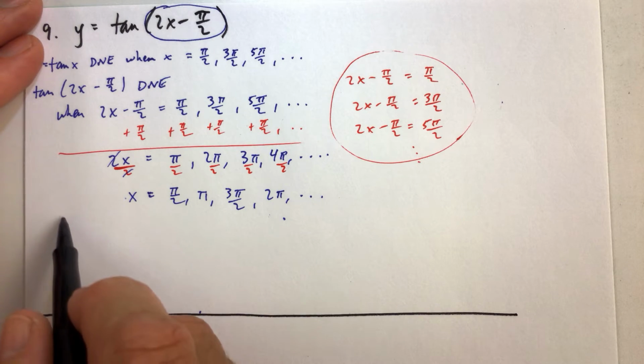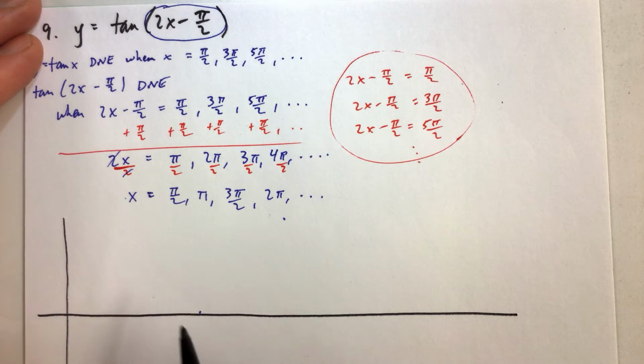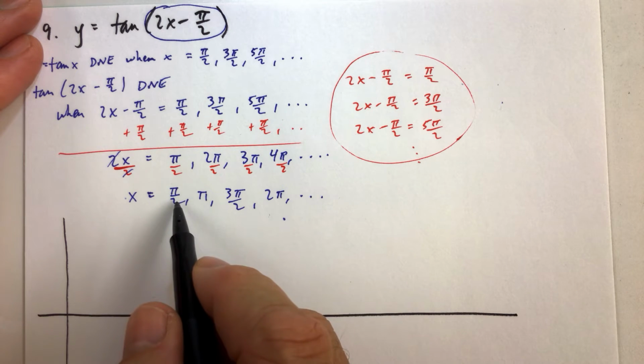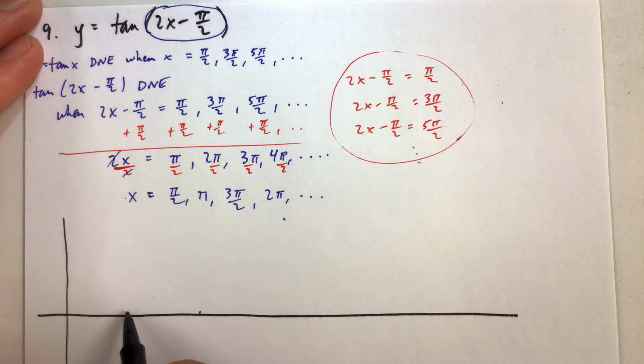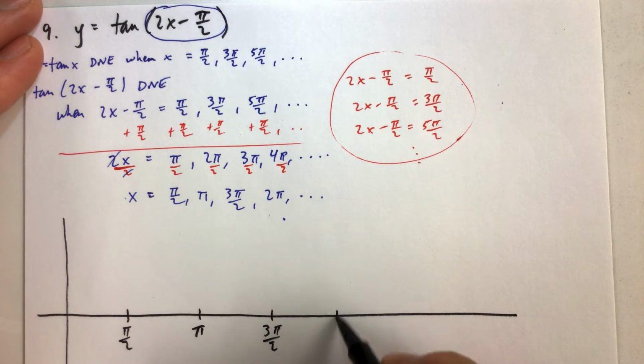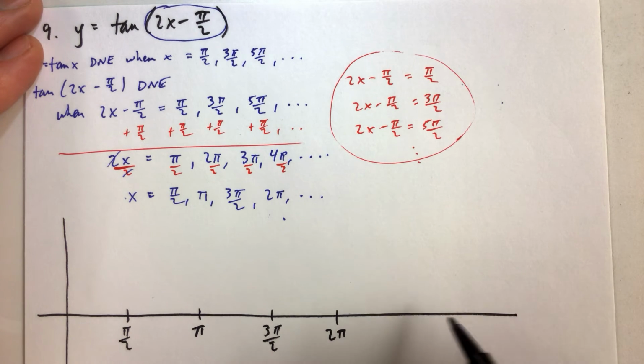And we can put our y-axis here, and we're going to mark off our x-axis every pi over 2 radians. So we're going to go pi over 2, 2 pi over 2, 3 pi over 2. We will only label where we're going to have a vertical asymptote. So pi over 2, 2 pi over 2, 3 pi over 2, and 4 pi over 2, which is 2 pi. And then we could keep going if we wanted, but we'll just leave it there.